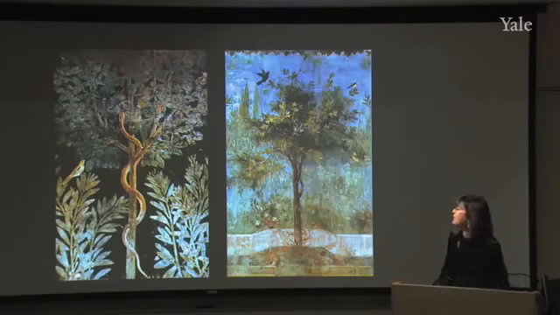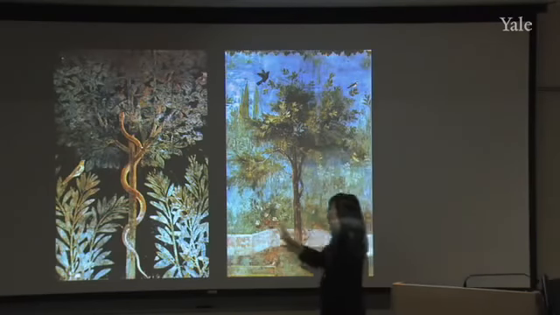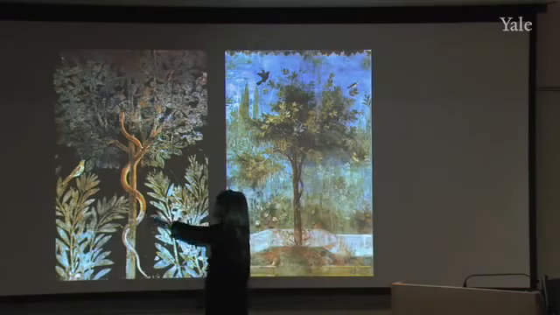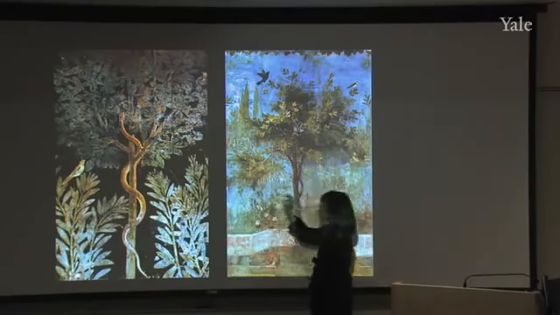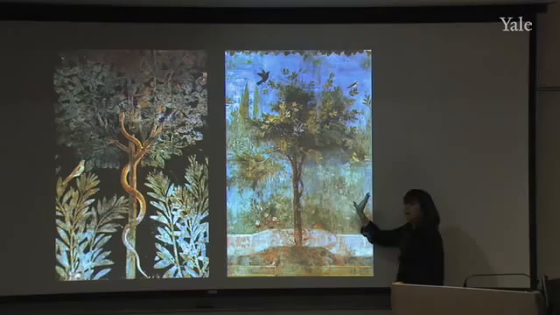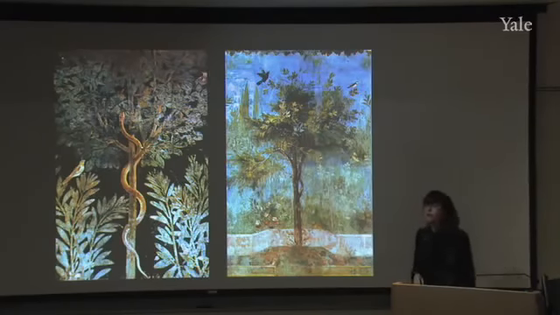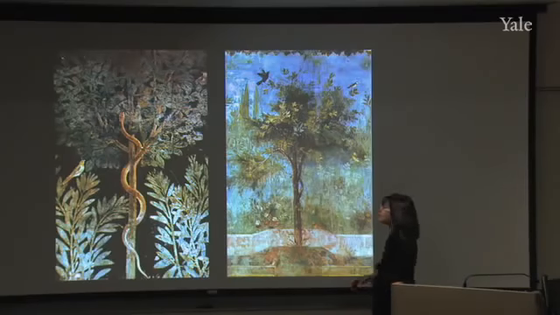And if we look at a detail of the wall in the Casa del Frutteto over here, and a detail of a tree from Livia's villa at Prima Porta, I think we again see the differences between the two.